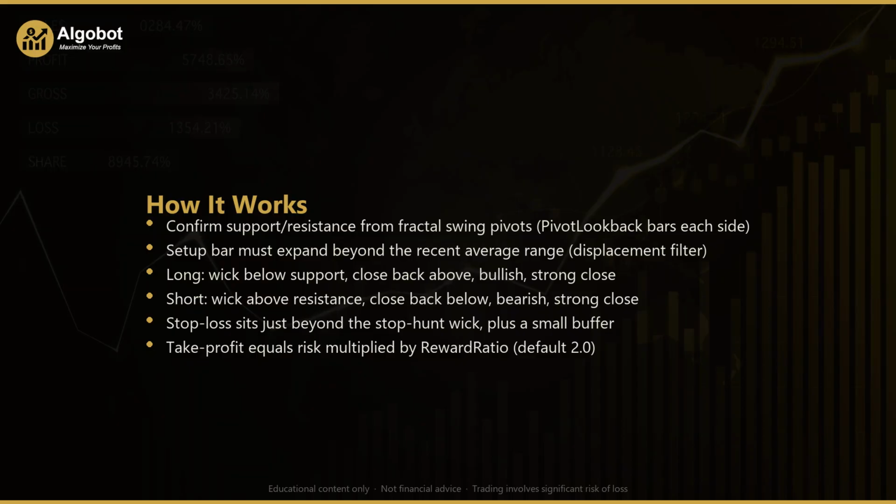Finally, risk. The stop loss is placed just beyond the stop hunt wick, below the candle's low for a long and above the candle's high for a short, with a small buffer set by the SL buffer fraction input.